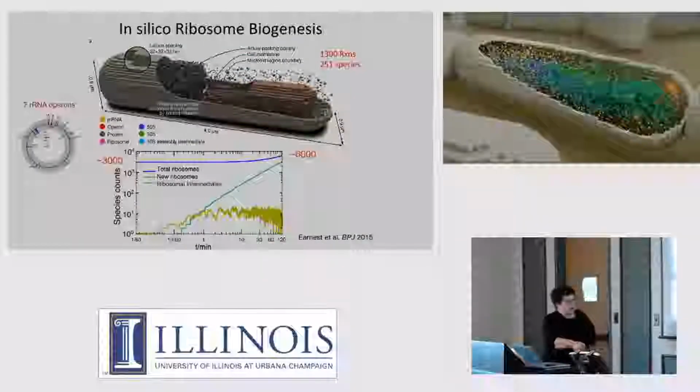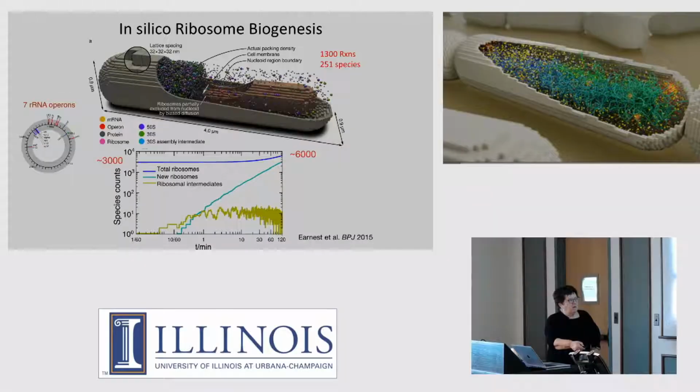Here's a time course of 120 minutes, 2 hours. You see you go from about 3,000 ribosomes to 6,000 ribosomes before it divides. And these little fluctuating values here, of order 10 each, are those intermediates that were in that assembly map.